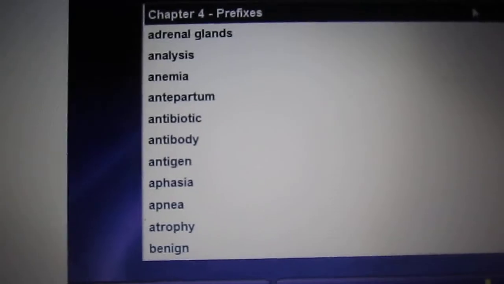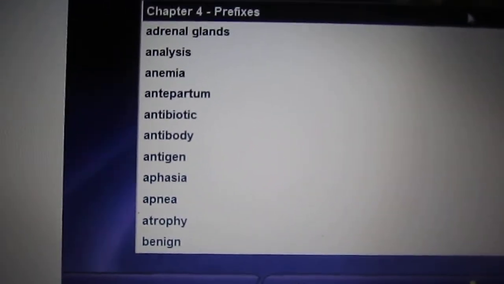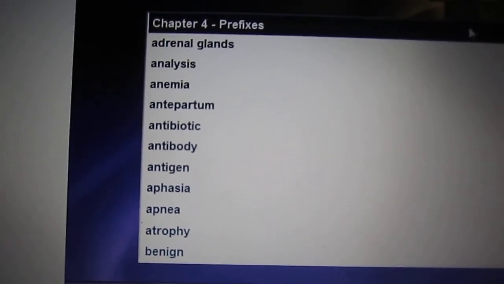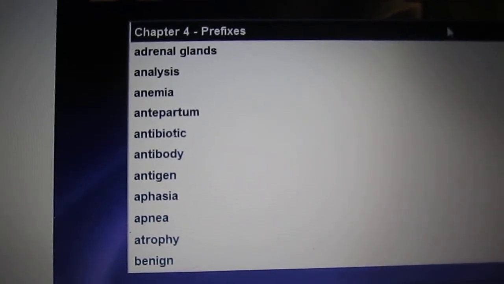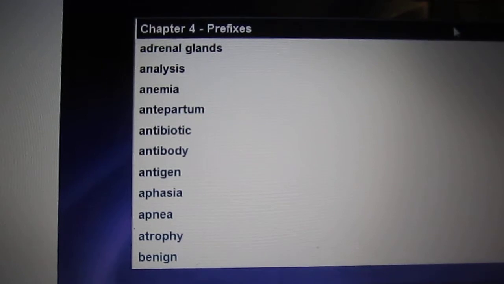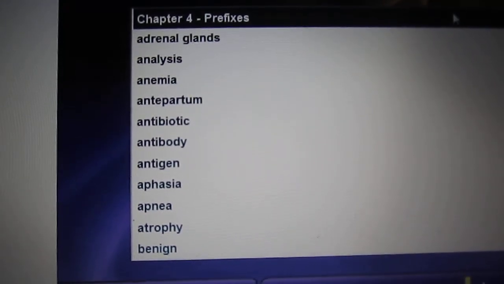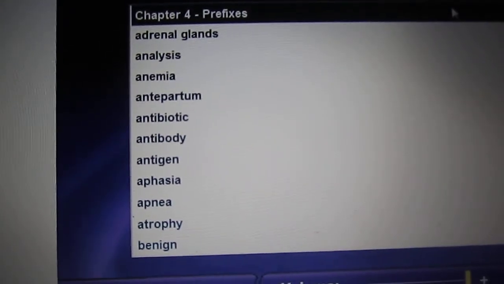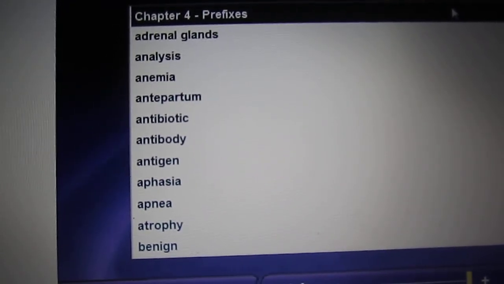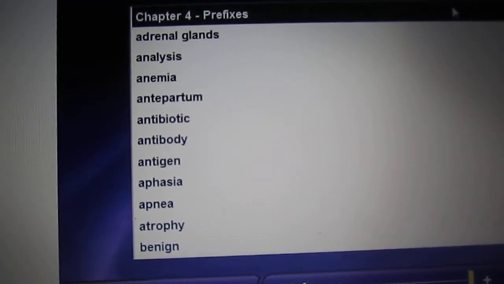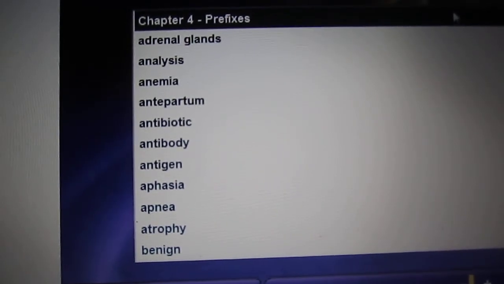Three particularly difficult prefixes to remember are inter, between, intra, within, and infra, below. Think of intermission, which is a pause between two parts or acts of a play, intravenous, meaning within a vein, and infrared, which is a color below the red color in the light spectrum.